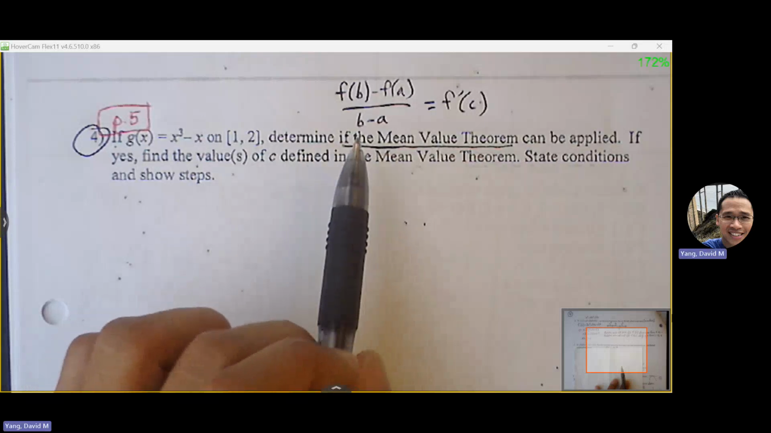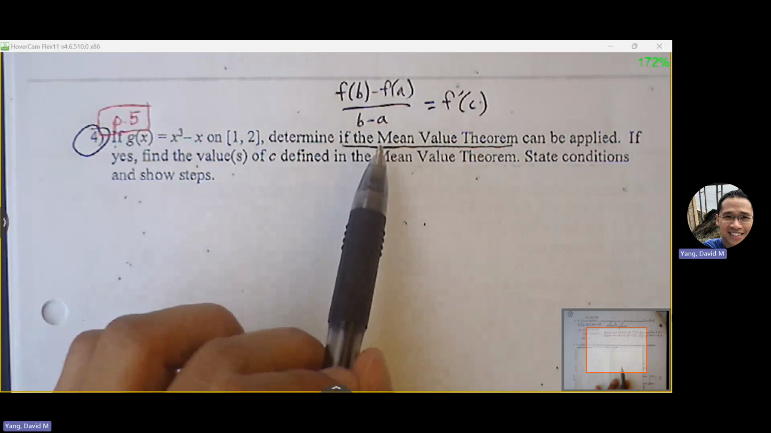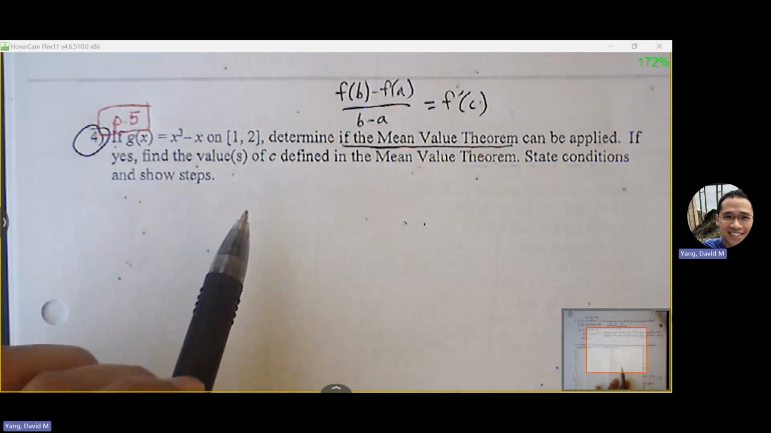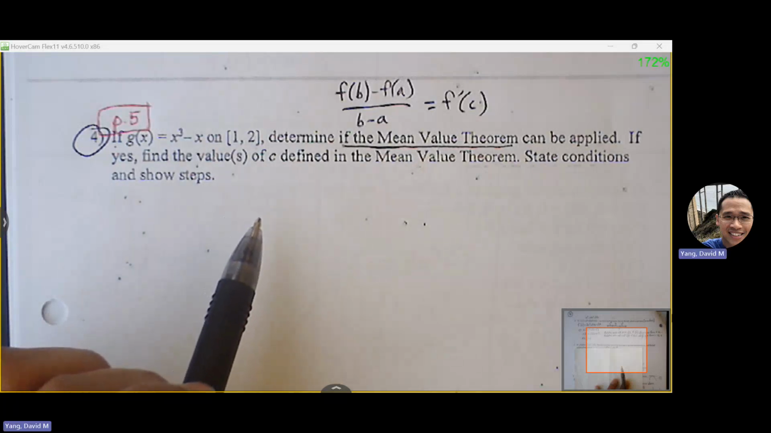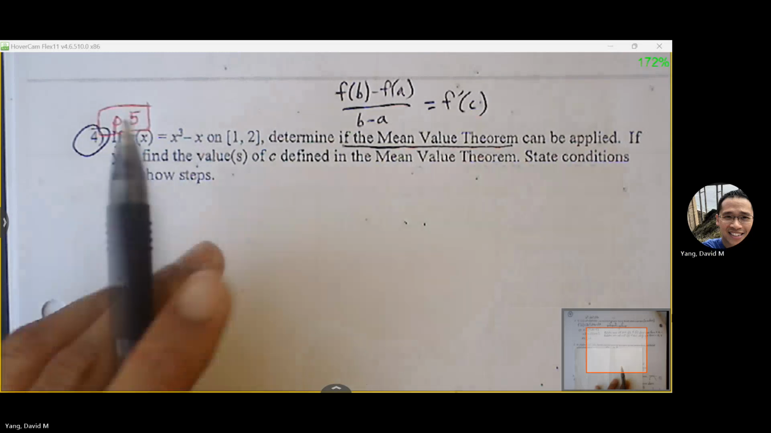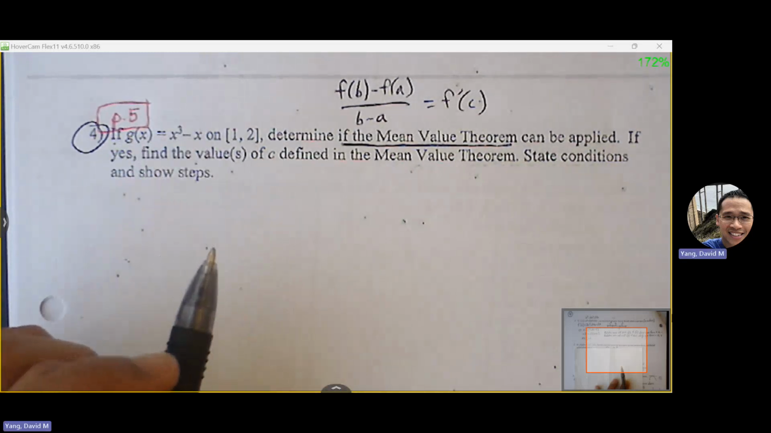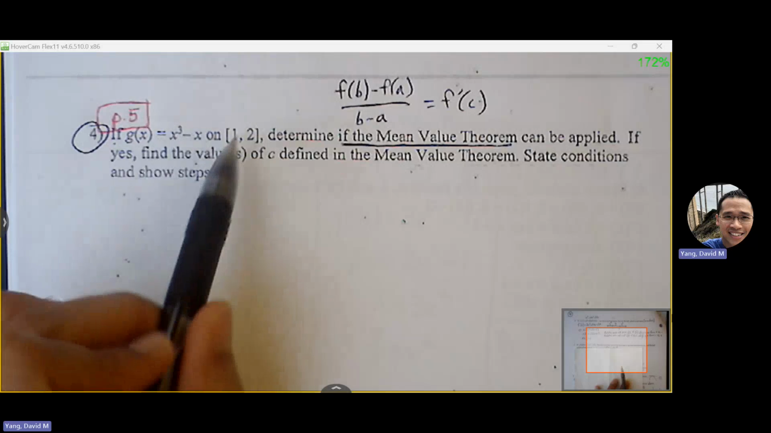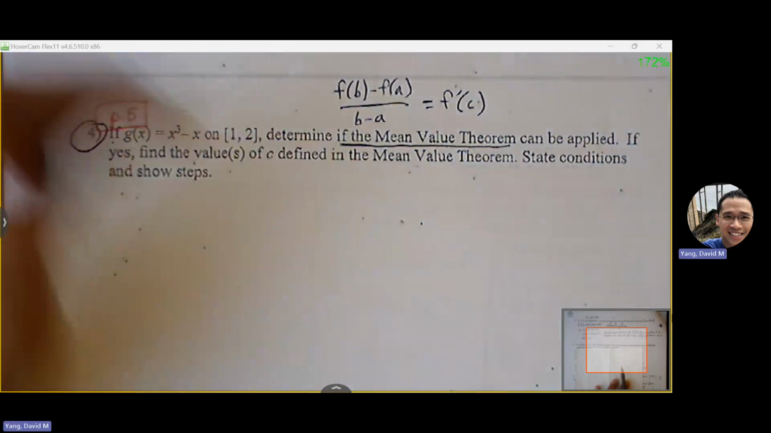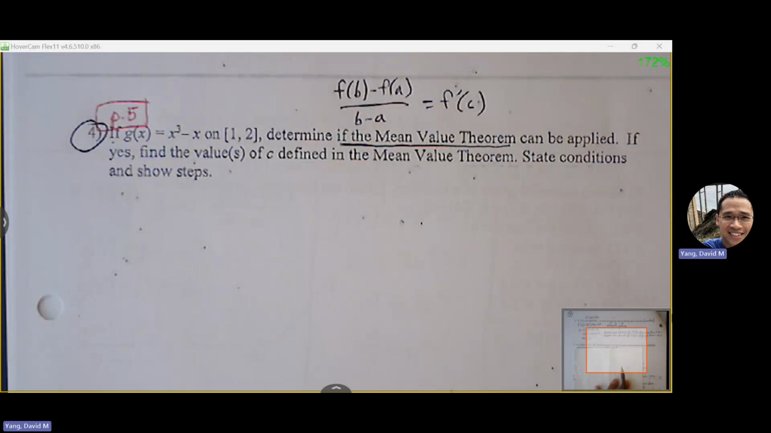But we do have some conditions that go along with mean value theorem. What are the conditions that we have to make sure we establish? There's 2 of them. Continuous and differentiable. So we want to make sure we state those out. There's no need to do any tests because it's a polynomial, so it's a smooth curve all the way through. But continuity is with brackets. Differentiable is with parentheses.